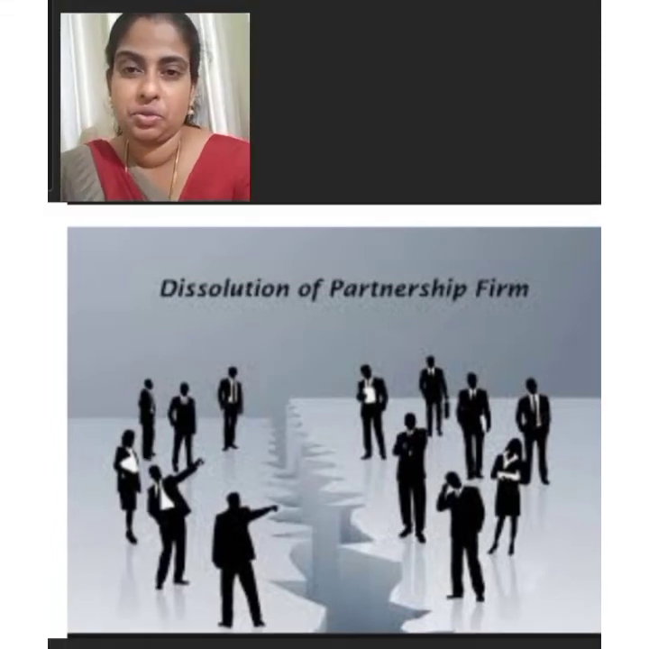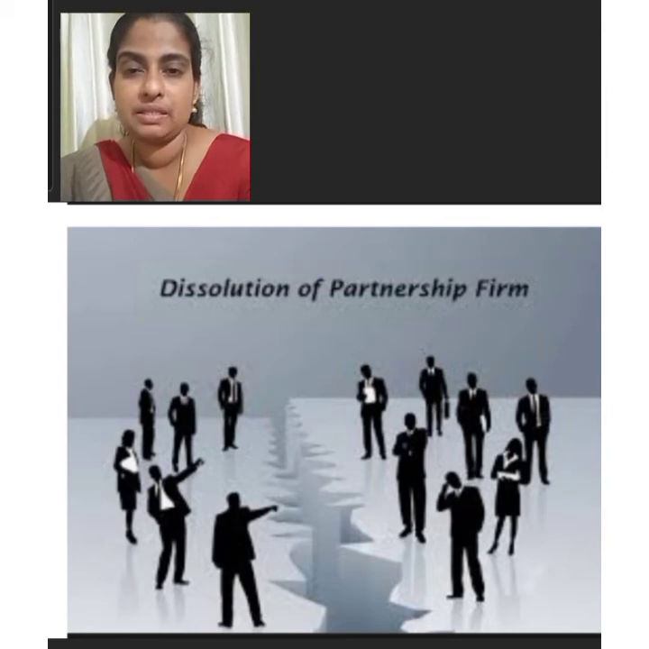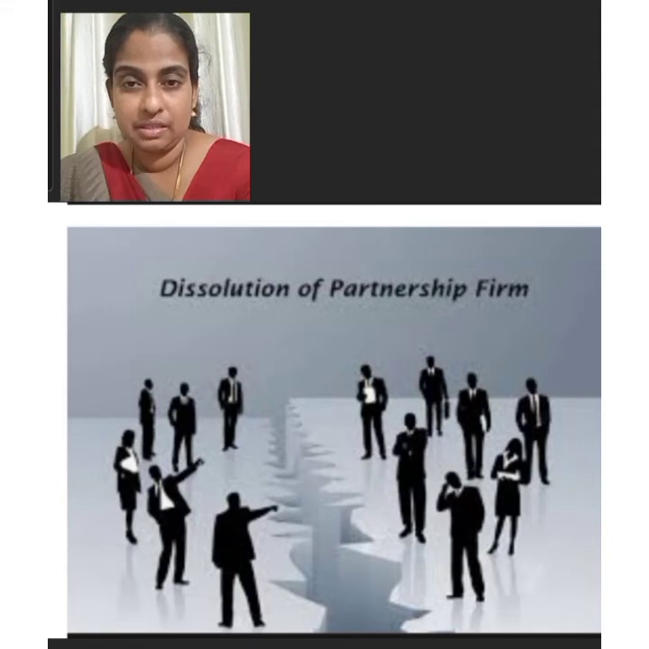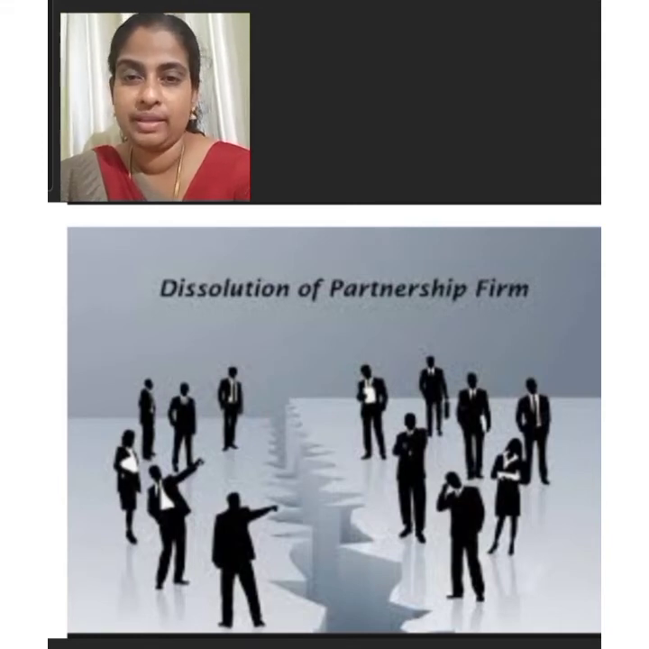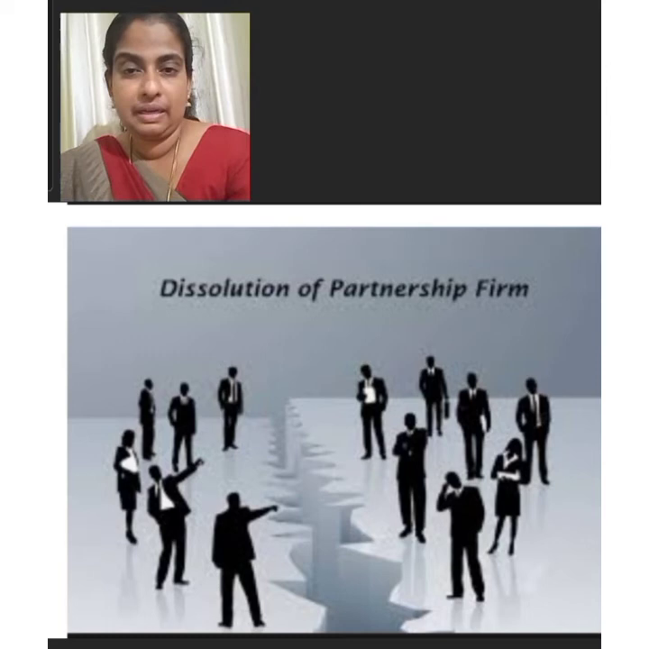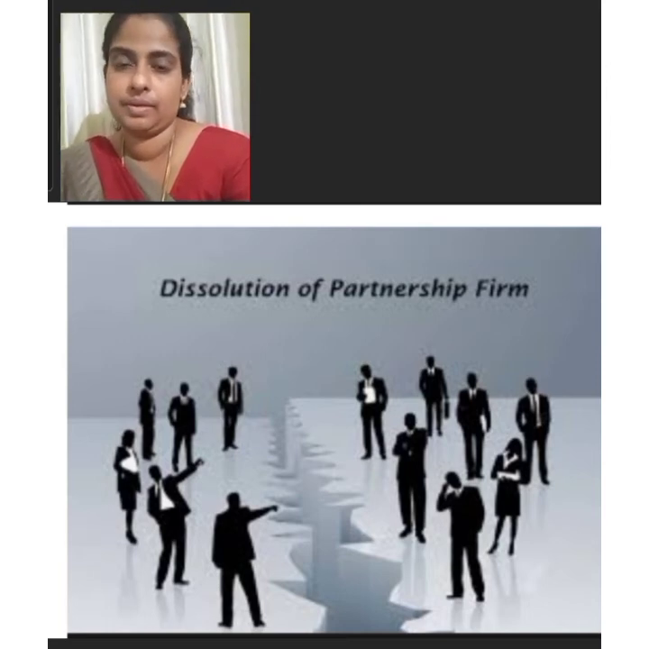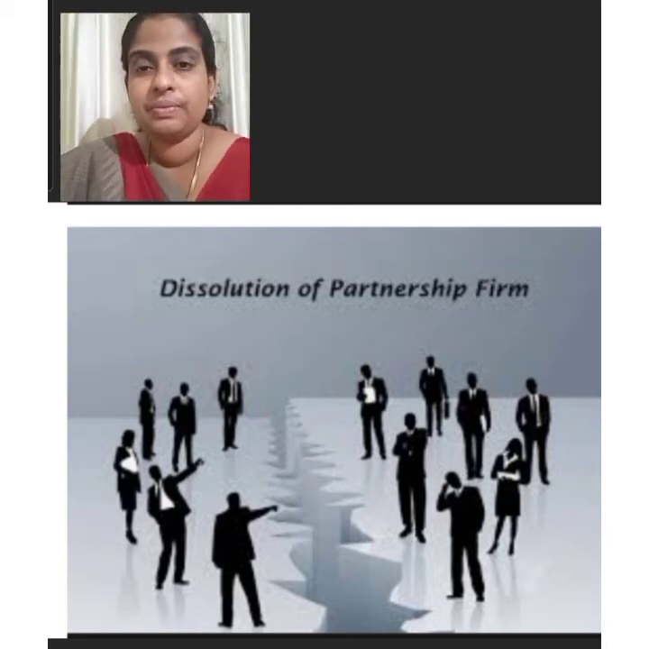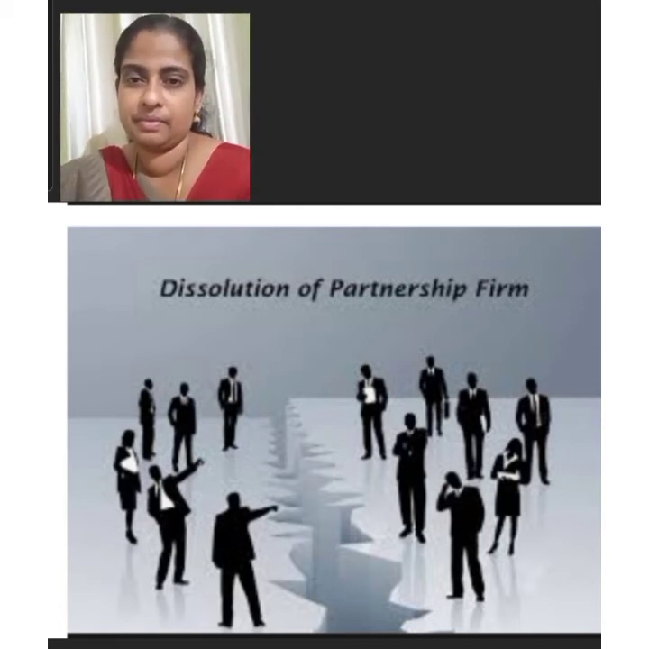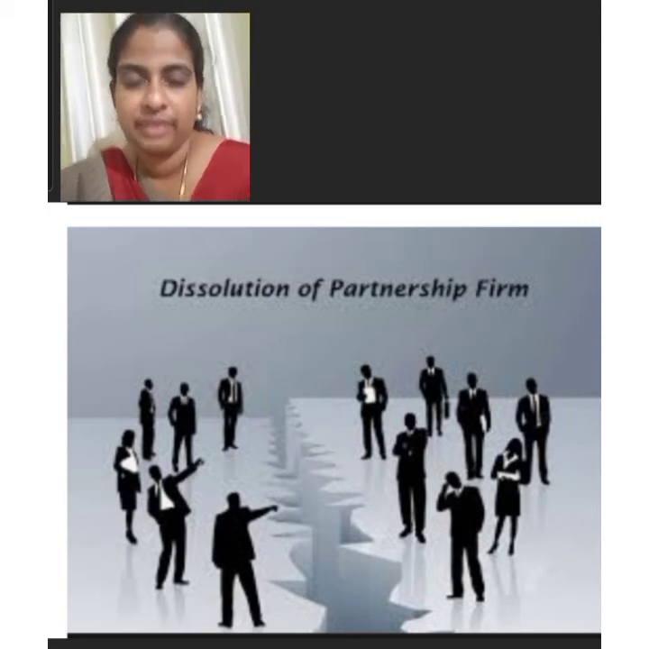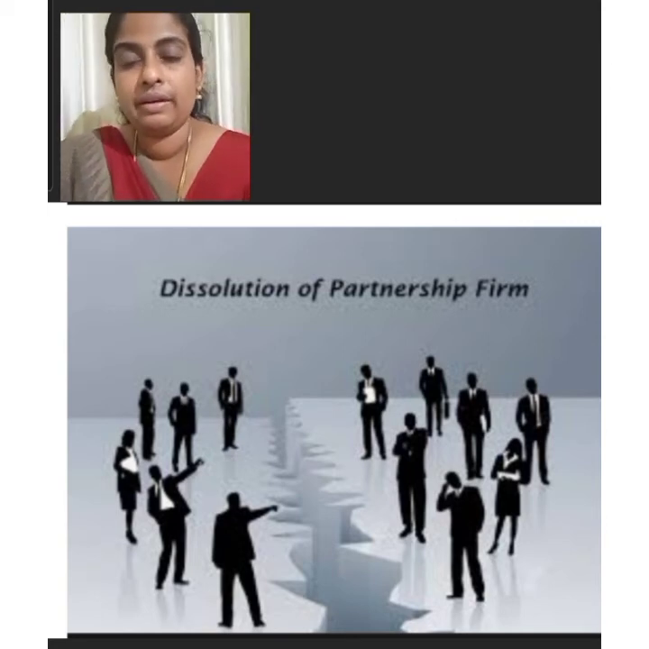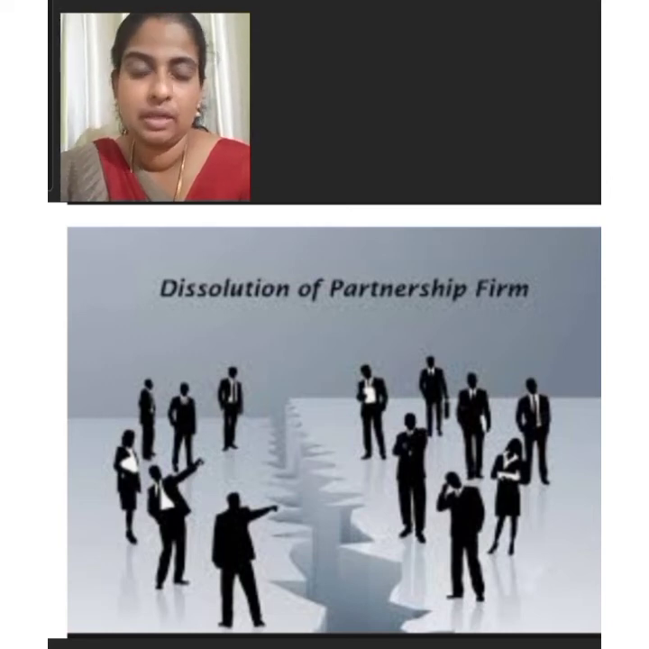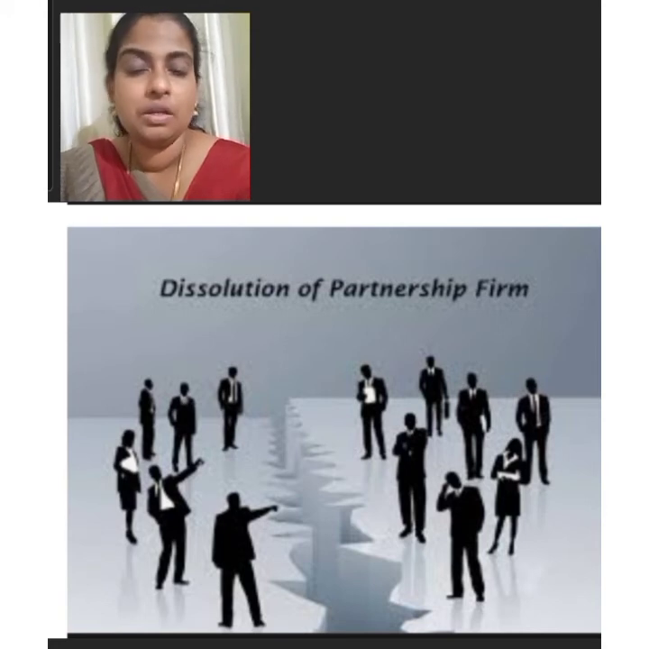The next step is to transfer the closing balance of realization account to partners capital account. If it is profit, enter that amount on the credit side of the partner's capital account as by realization account. If it is loss, enter that amount on the debit side as to realization account. After entering all the transactions in various partners' capital accounts, find out the closing balance of partners' capital account. Transfer the closing balance of partners' capital account to cash account.